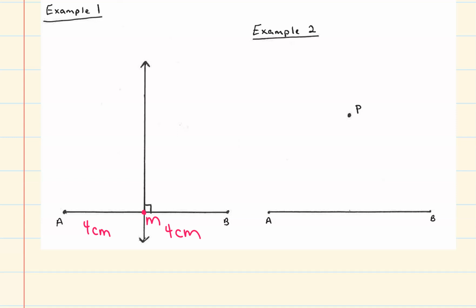Do you remember the way that we mark a shape to show that two pieces of it are the same length? We use the little lines. So we're going to mark that AM is congruent to MB.